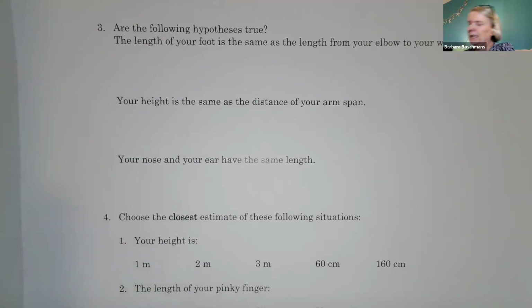Number 3 is a part that students love. These are supposed to be true. That doesn't mean they are on your body or my body, but it's supposed to be true that the length of your foot is the same as the length from your elbow to your wrist. It's supposed to be true that your height's the same as the distance of your arm span, and your nose and your ear have the same height.